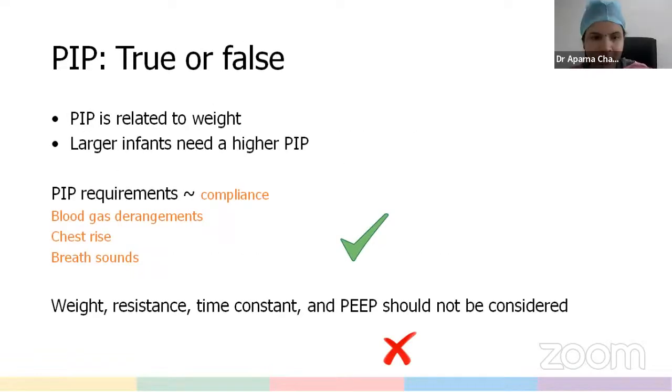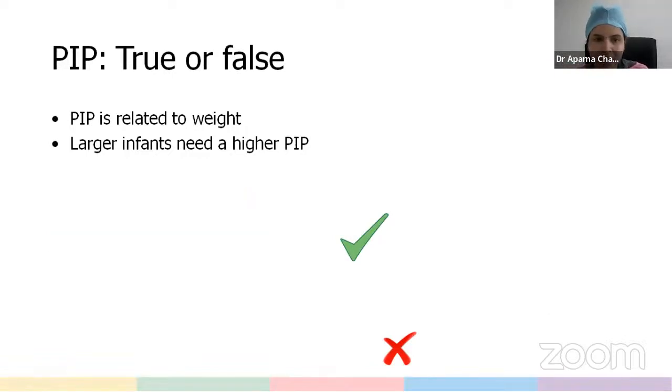Okay. So based on what we have discussed, let us just consider these two statements. PIP is related to the weight of the baby. Is this true? Anybody? You can even answer in the chat box. Excellent. So the PIP has no relation with the weight of the baby or the size of the baby. Rather, it depends upon the severity of the baby. So in other words, you can say compliance of the baby.